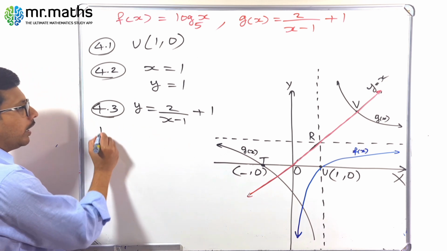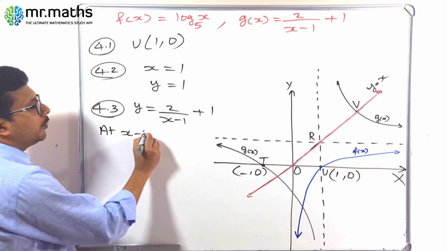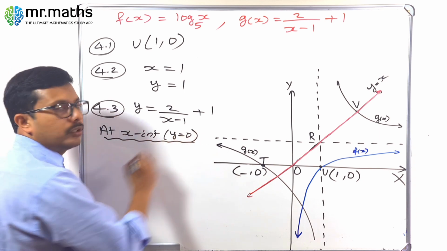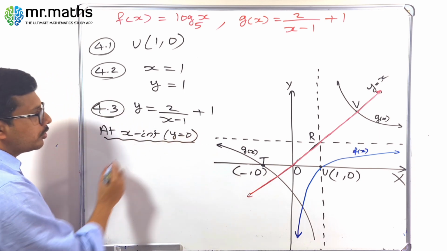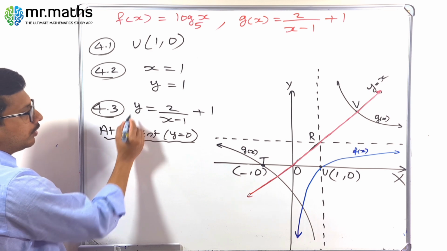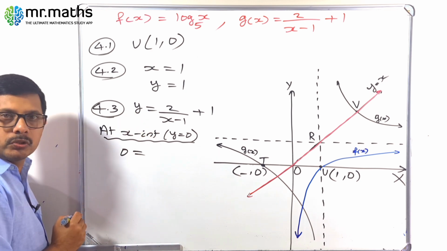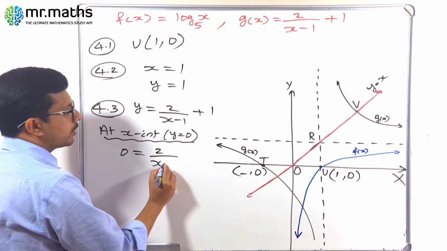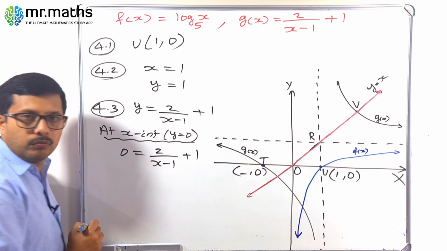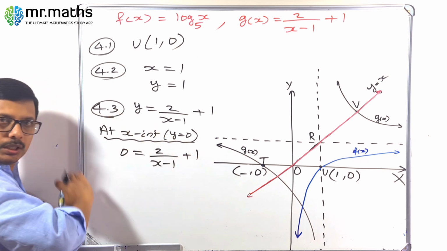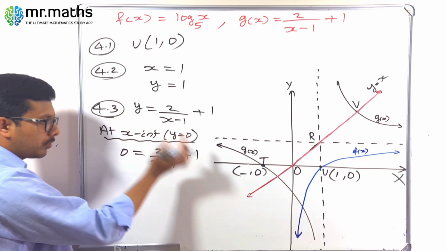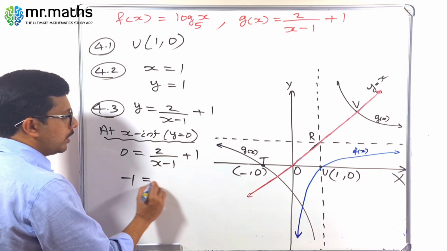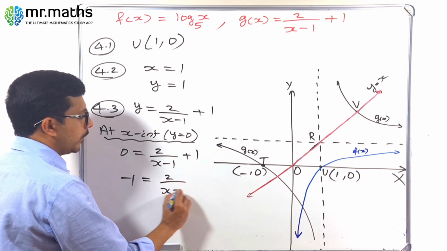So we can write at the x-intercept, y is equal to 0. So substitute y as 0. That means 0 is equal to 2 divided by x minus 1, plus 1. Take this plus 1 to the left side. So on the left side it is minus 1. 0 minus 1, minus 1 is equal to 2 divided by x minus 1.